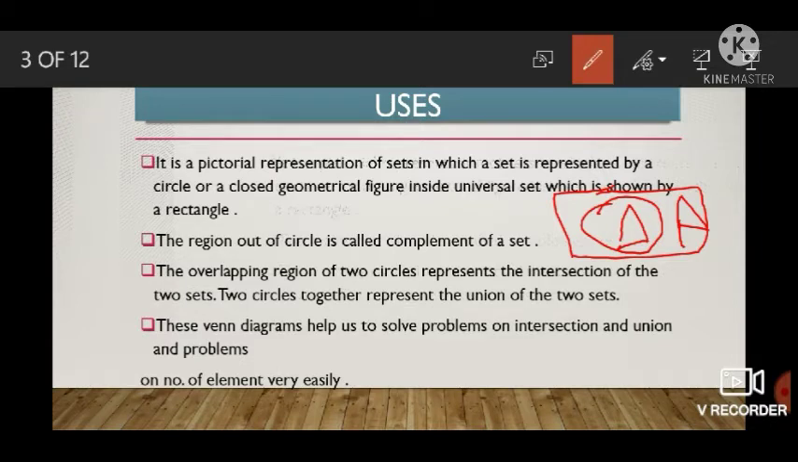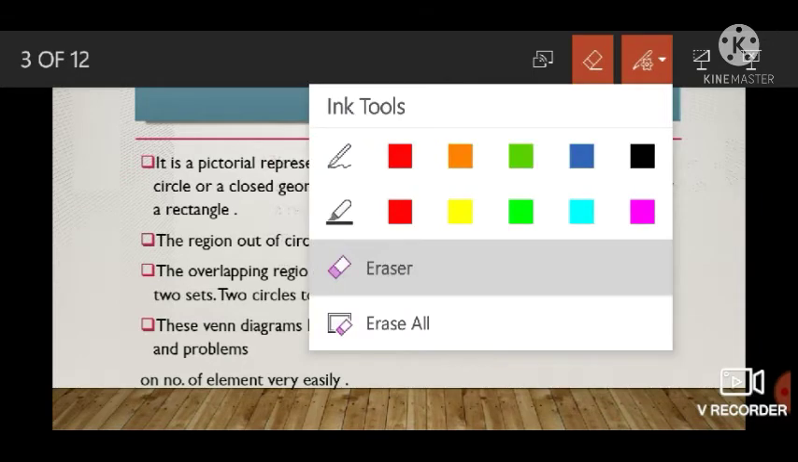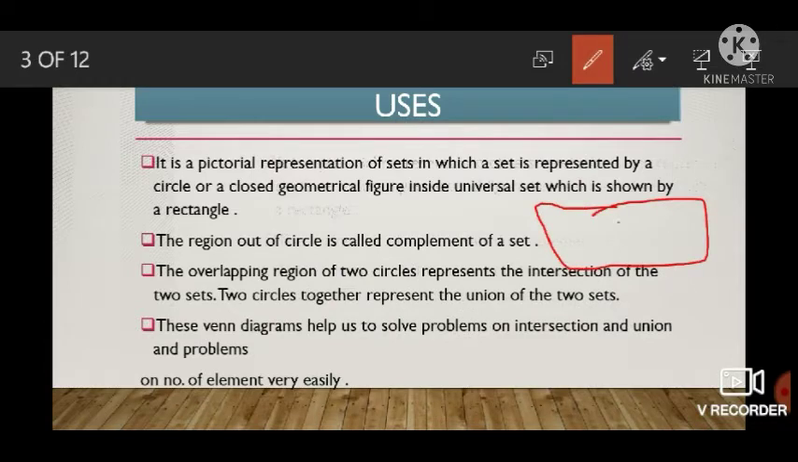And now, what is the complement of a set? We have discussed in the first point that any closed figure in a universal set is called a set. So now, what is the complement of a set? The complement of a set is the region which is left behind after we make a set. So this is a set A and this is a universal set. What is this region called, whose elements are not present in set A? This region containing all the elements which are not present in A is known as the complement of set A. So this is what we call the complement of a set.